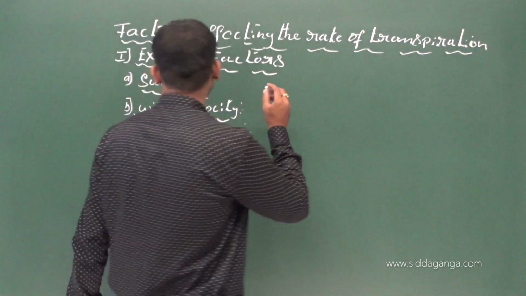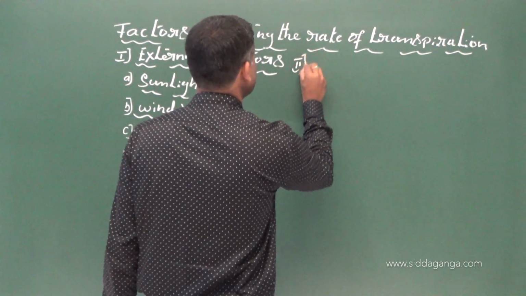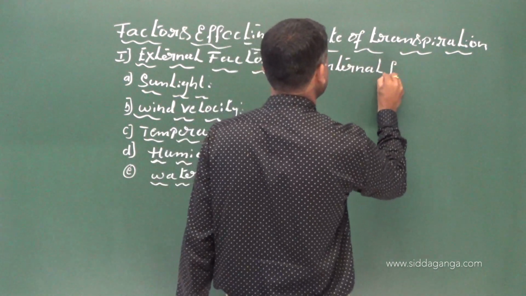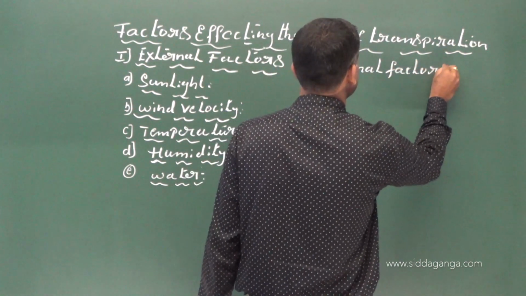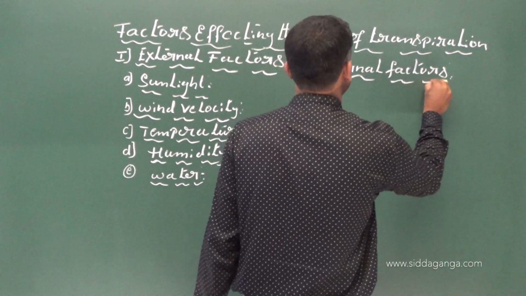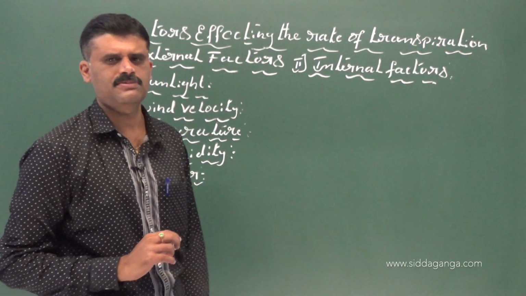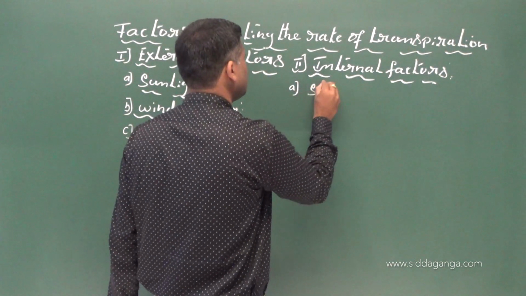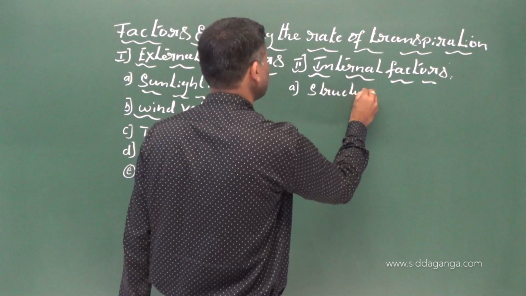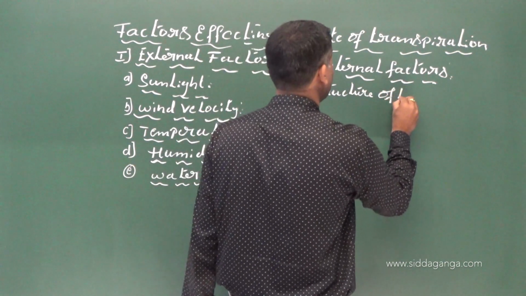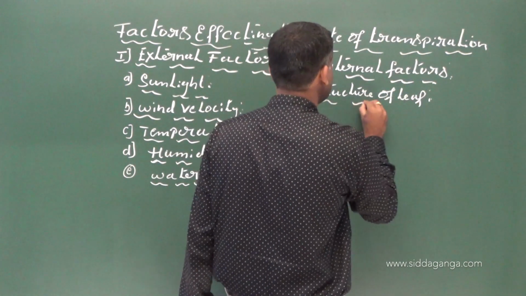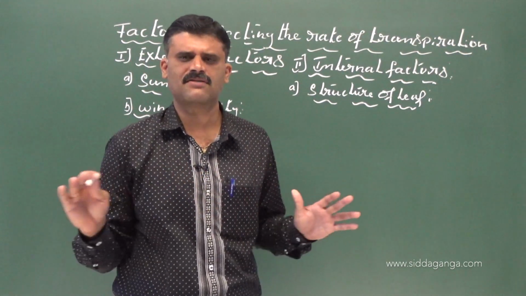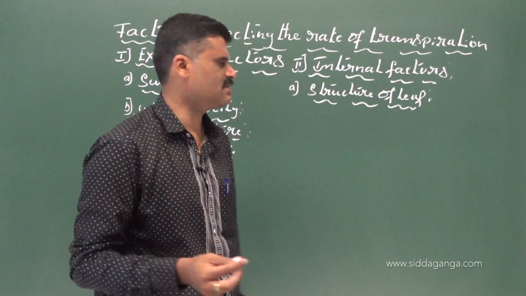Now we discuss the second type of factors, that is internal factors. So these factors are divided into two types, external factors and internal factors. So internal factors, structure of leaf. Structure of leaf. If leaf is large in size, diameter, surface area is more, then rate of transpiration is more.